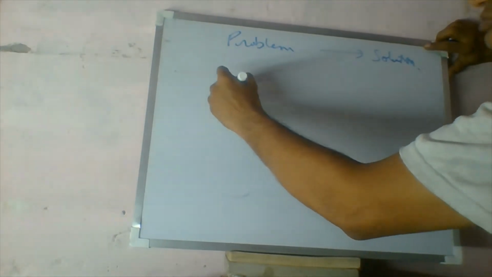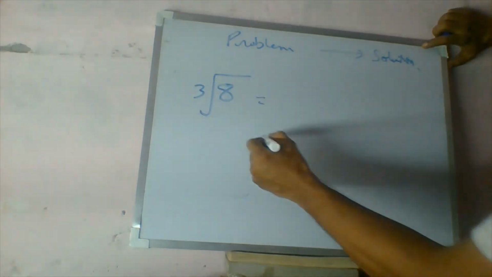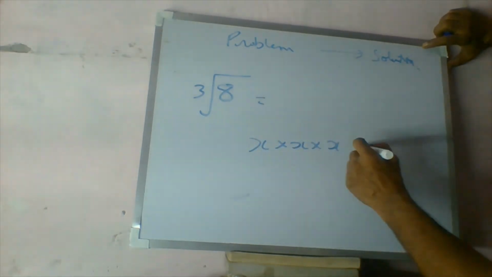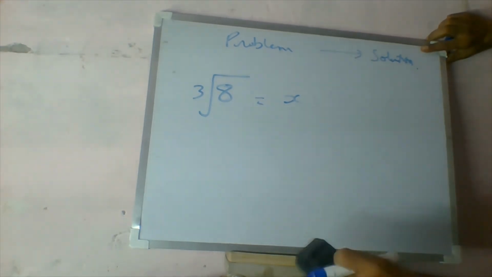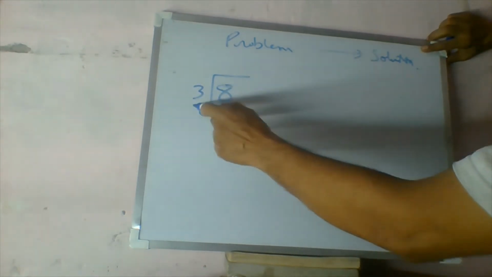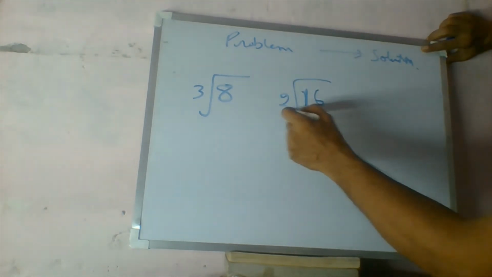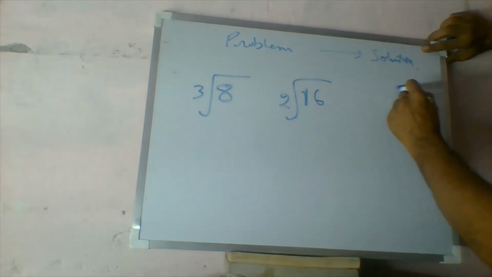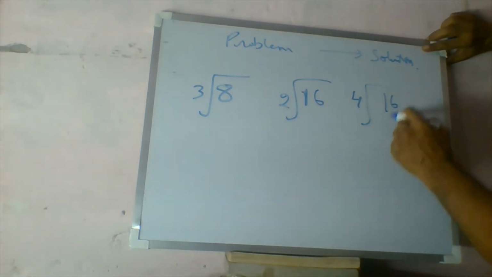So if I have a cube root of 8, it is asking me to find a number that, if multiplied by itself 3 times, will result in 8. And that number is my answer. We convert it into language: the cube root of 8, we call it cube root. If it is, let us say, the root of 16, this will be called square root. If it is the fourth root of 16, this will be called fourth root.